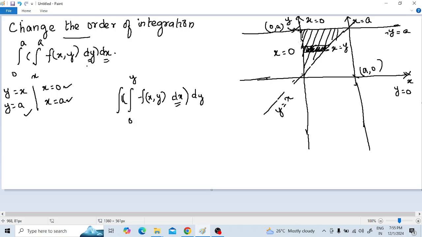And when you see the vertical strip, the outer region, the lower limit will be the y is equal to 0 line, so y is equal to 0 to y is equal to a. So this is the required integral. So changing the order of integration, we obtain the limits as such. So this is the changed integral function. Thank you.